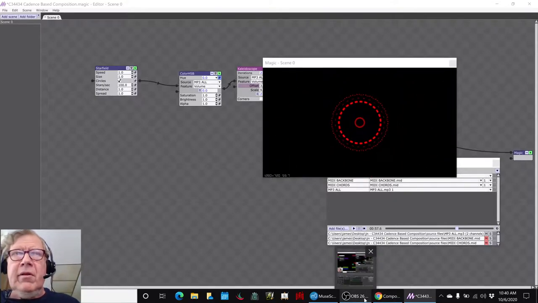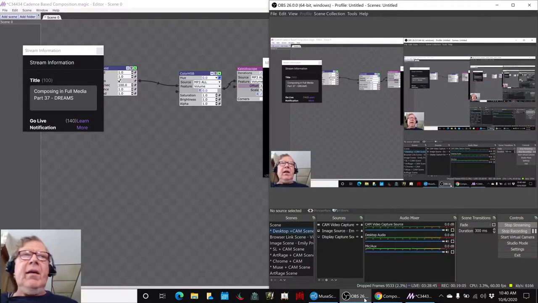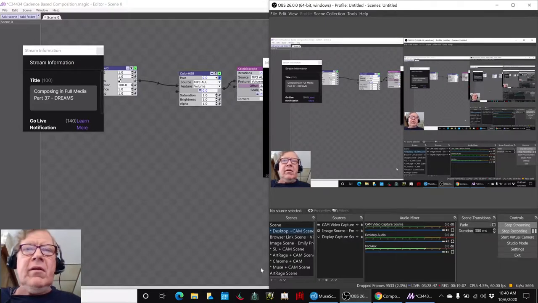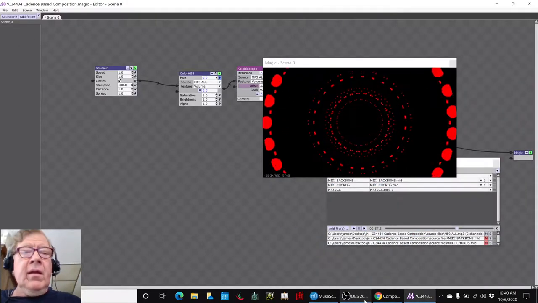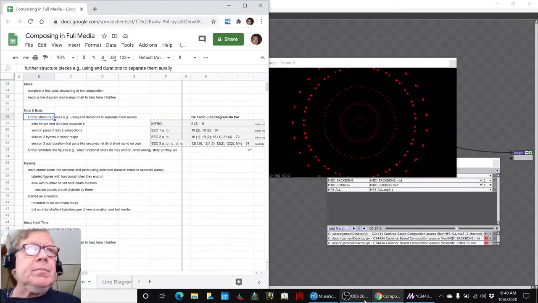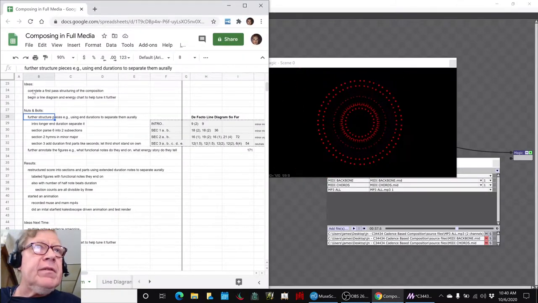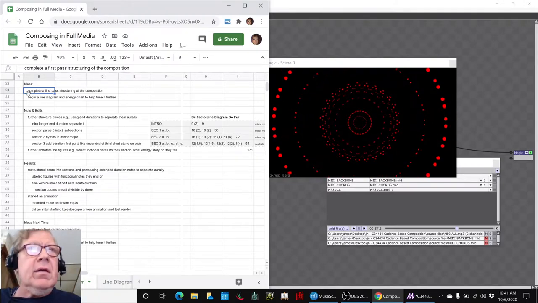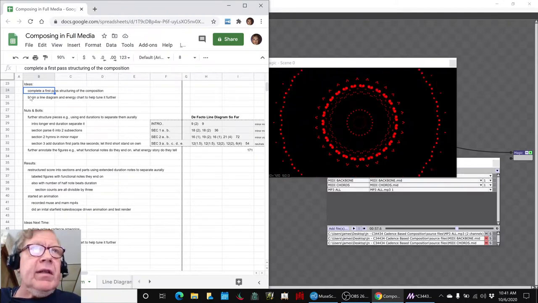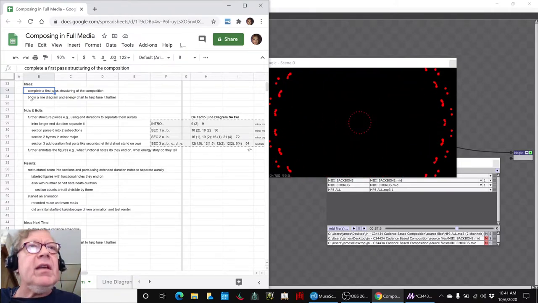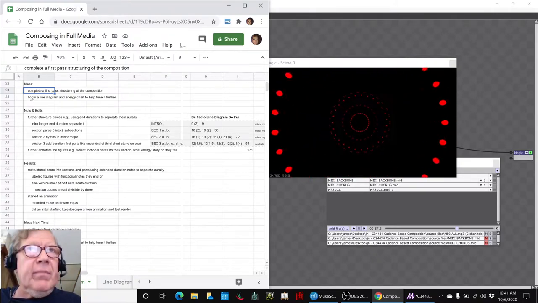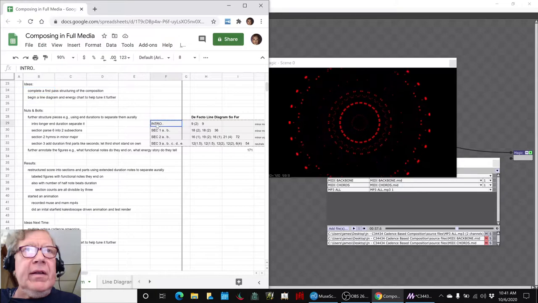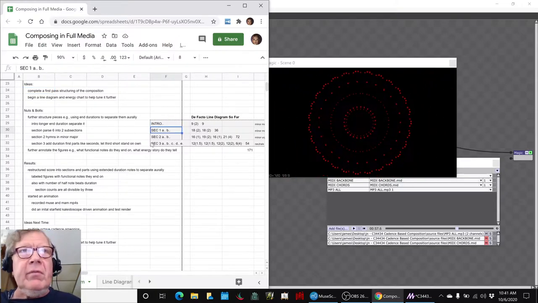Ladies and gentlemen, this is a recap of Composing in Full Media Part 37, Dreams. In today's episode, we set out to complete a first-pass restructuring of our 3-4-4-3-R composition, and we did that. Then we were going to begin a line diagram and energy chart. So we actually did a de facto line diagram here, and this shows how we restructured it.